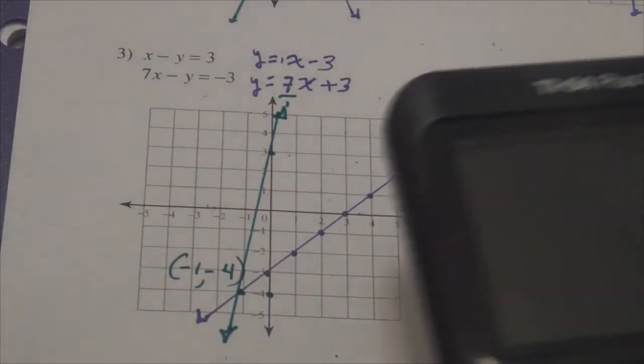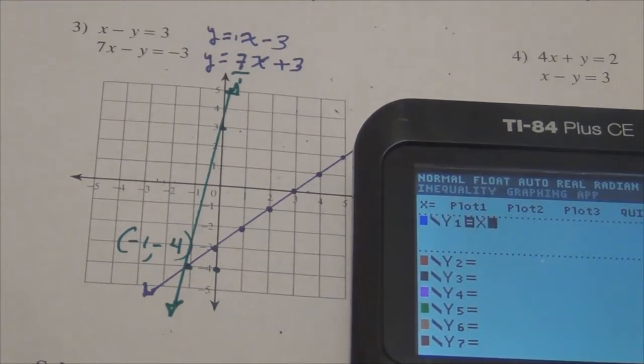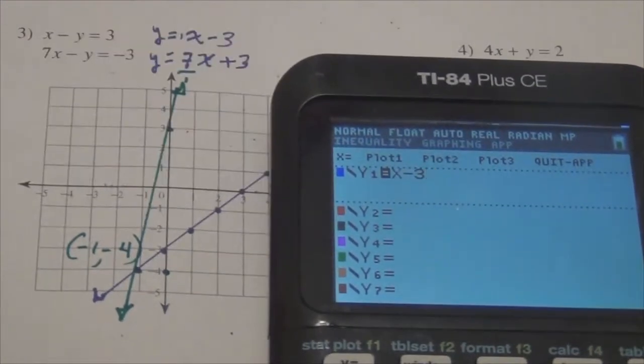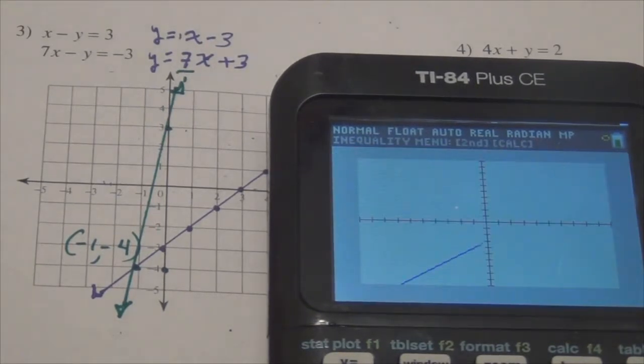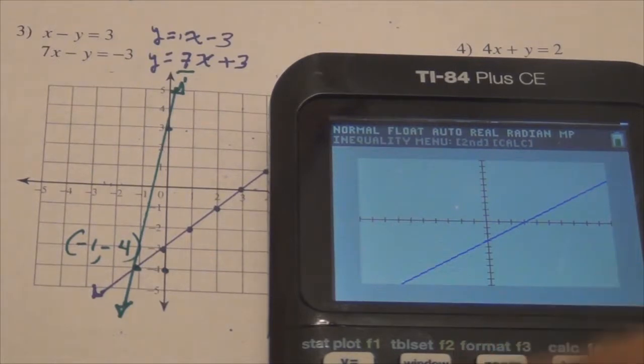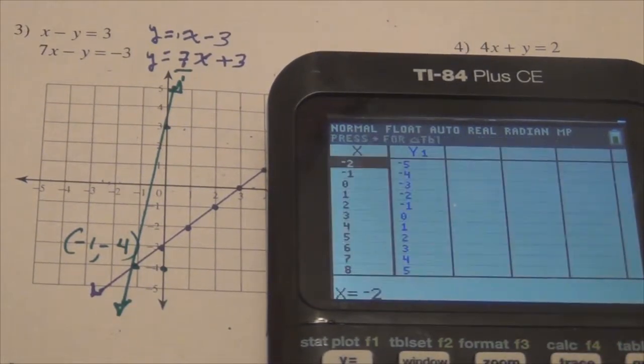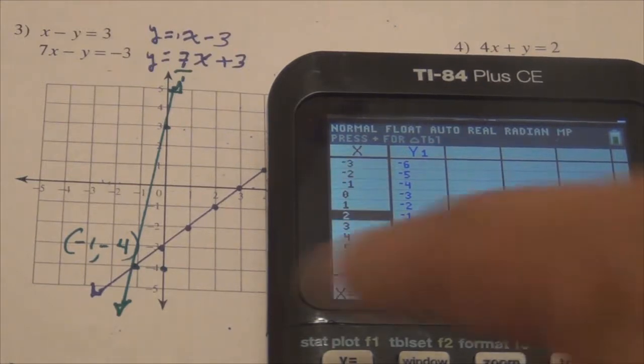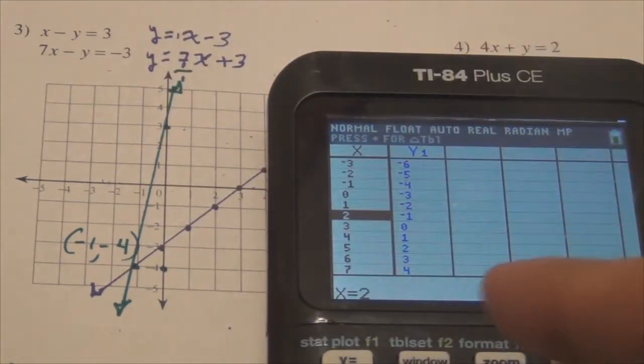Now I'm going to show you how to do it on the calculator. X minus 3. All right, so we look at the graph, what it looks like. You see that line? That's this line right here. We could also look at the table of values. You know how to do that. Second graph, and then you graph it if you don't want to use the slope intercept form.